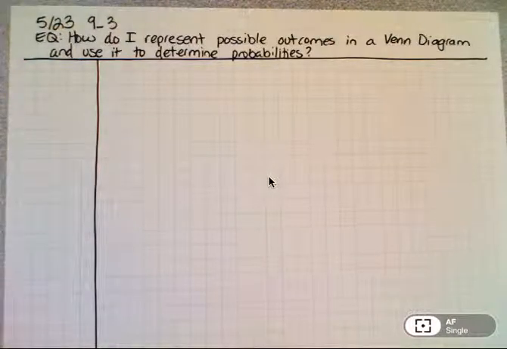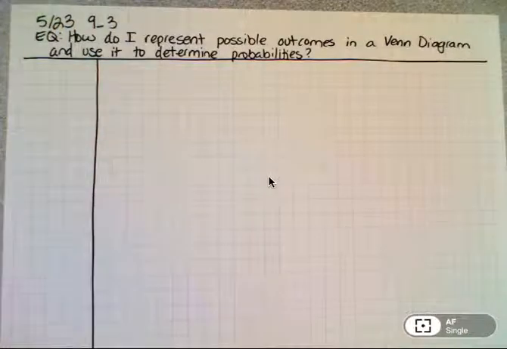So we're back. Today we are talking about Unit 9, Lesson 3, and we're going to talk about Venn diagrams today, and hopefully you've seen these before, but today we're going to talk about specifically how to use it to determine probabilities.